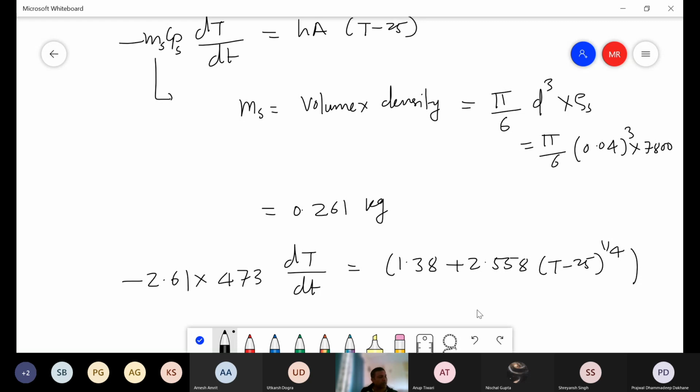So the area of the ball will be what? Area of the ball. Remember, outside area you have to take, so that is pi d square, isn't it? So multiplied by pi into 0.04 square, that is the area, into T minus 25. Is it clear to everyone?